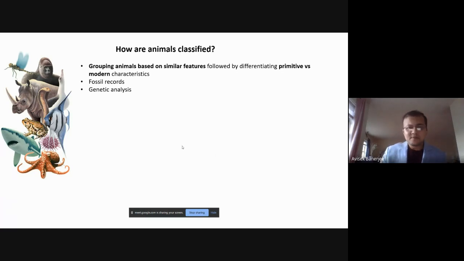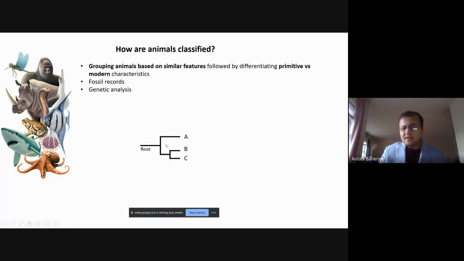Now, it's very simple. First, animals can be grouped based on their similar features. And then after grouping, these features can be differentiated whether they're primitive or modern. Now, if they're primitive, that means they have likely evolved earlier in the history, and modern means they evolved more later. And they are also supported by fossil records and genetic analysis. Let me give you an example.